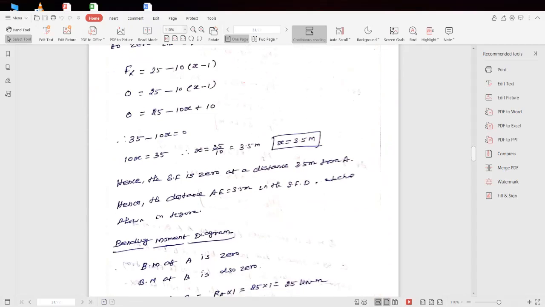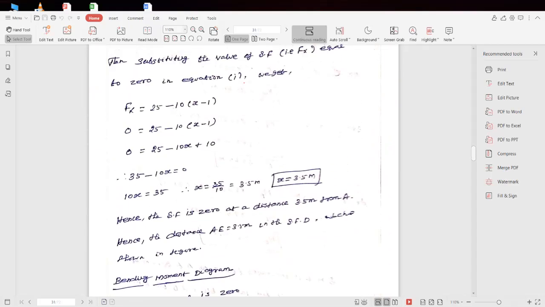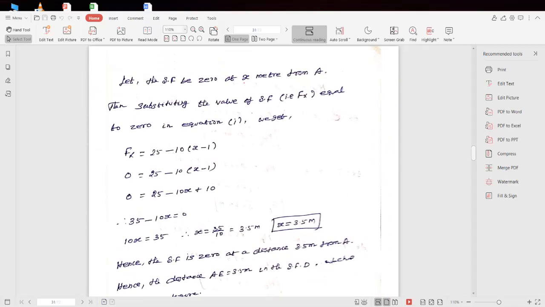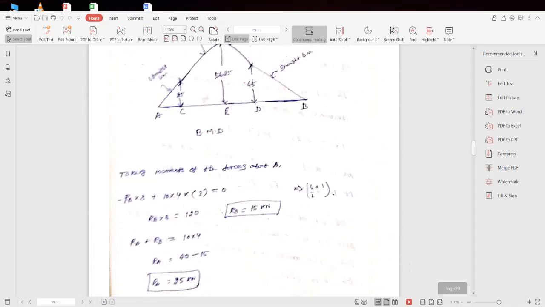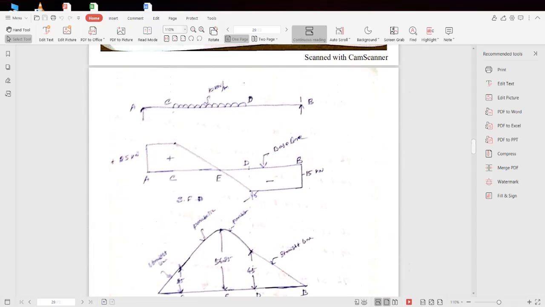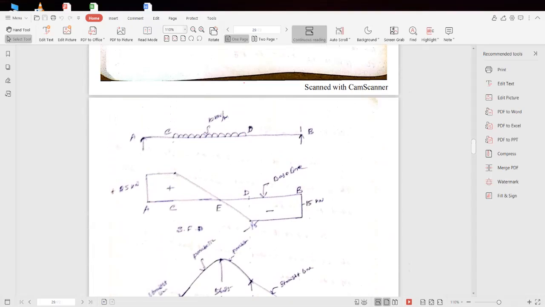So before that, we can see where the shear force value will be 0. Now you can see in this shear force diagram, at a distance of 0, it is 25 kilonewton. At a distance of 1 meter, 25 kilonewton continues. Then it will change from 25 kilonewton to minus 15 kilonewton at point D. So at this point, suppose you put E, at this point E, the shear force value will be 0.